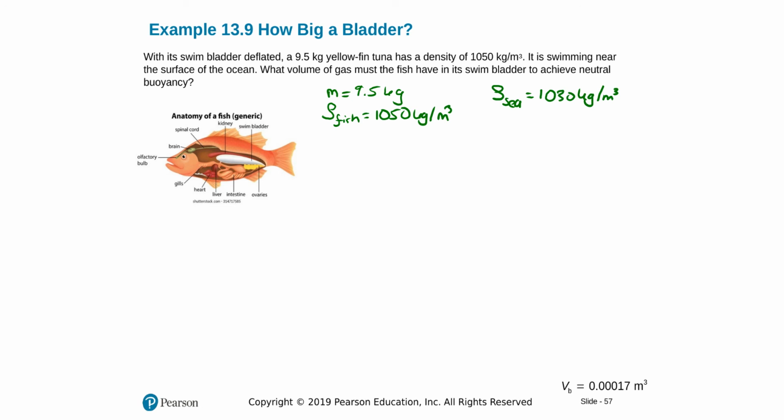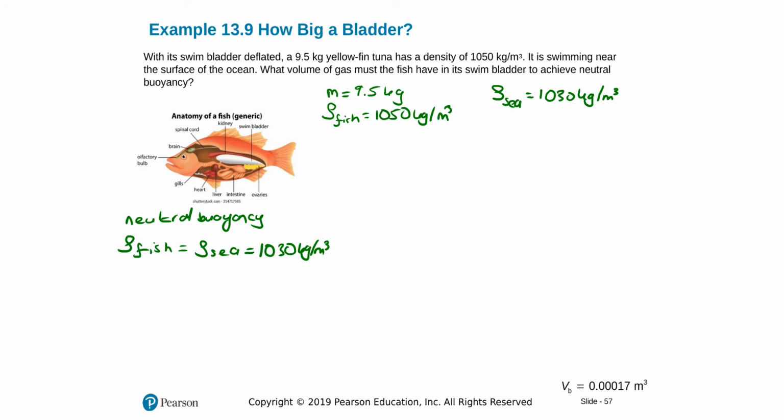Yes. What volume of gas must the fish have in its swim bladder to achieve neutral buoyancy? Neutral buoyancy means densities are equal, so we want rho fish to be equal to rho sea. That means we want the density of the fish to drop down to 1030 kilogram per meter cube, and it will be easier for the fish to swim if it can manage to have that density.